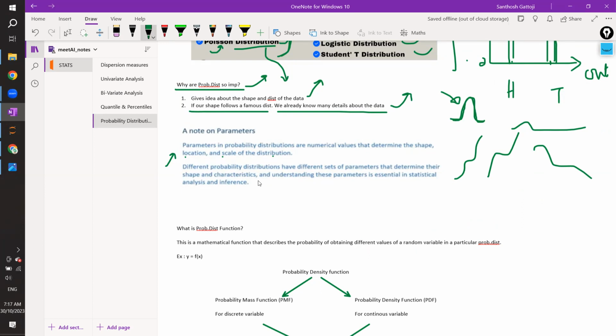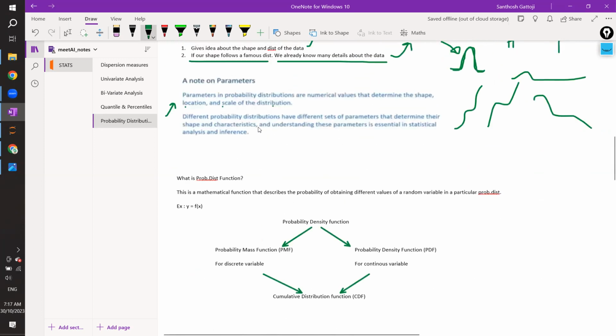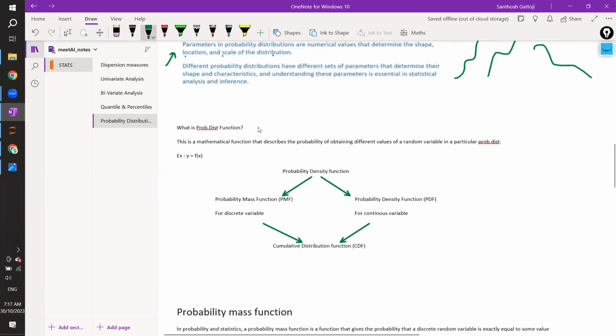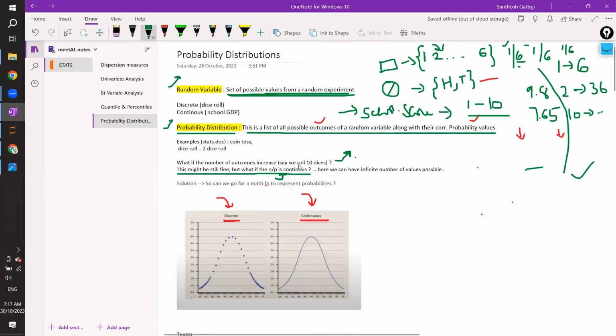Okay, but now let's try to understand what is a probability distribution function. What is a probability distribution function? So now see guys, just going a step back, here we faced a problem.